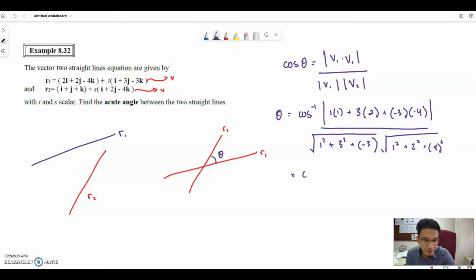So we will have cosine inverse of 19 divided by square root 19 and square root 21. So we have the value for theta, which is about 18 degrees. This 18 degrees represents the angle right here. The same goes for this side, 18 degrees.